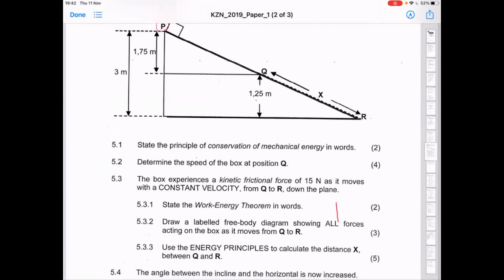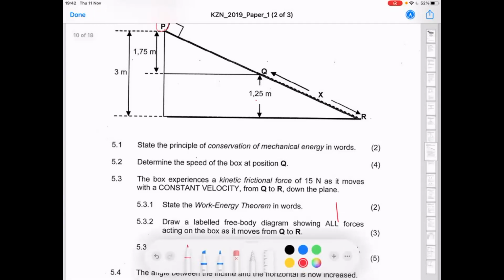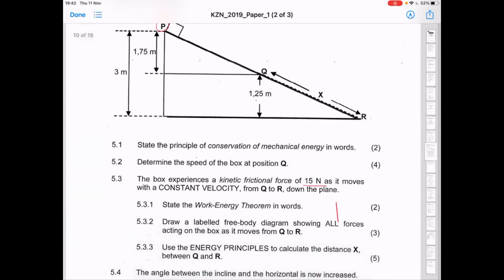Okay, so 5.3 says the box experiences a kinetic frictional force of 15 newtons as it moves with a constant velocity from Q to R down the plane. Okay, so when it's traveling from Q to R, the kinetic frictional force is 15 newtons as it moves with a constant velocity.